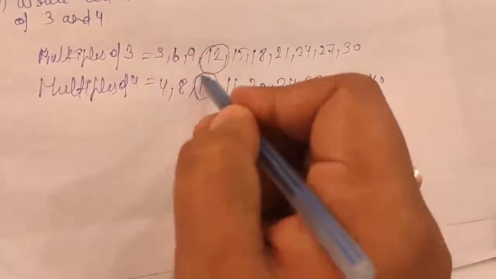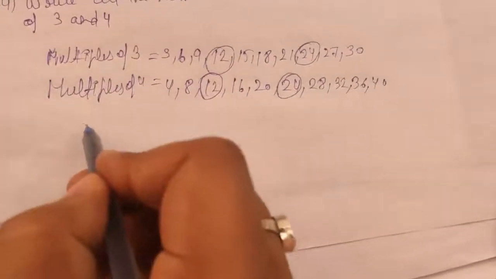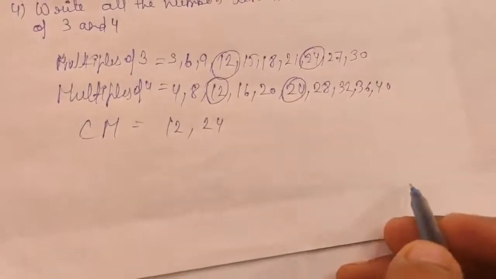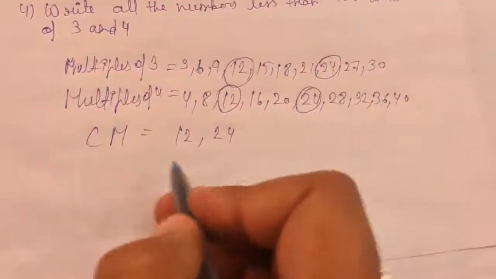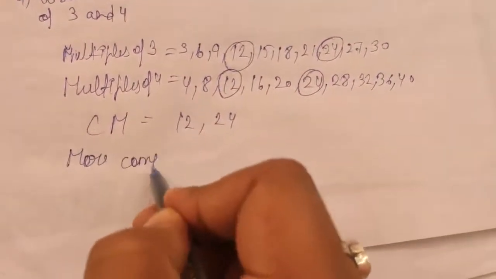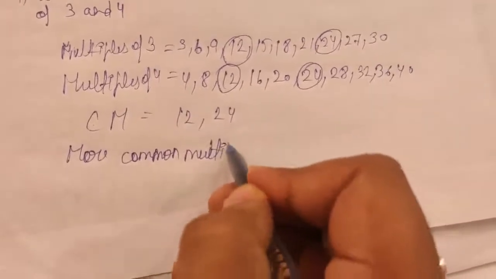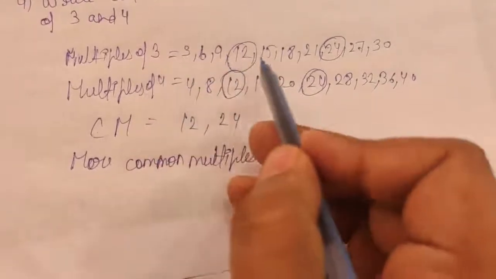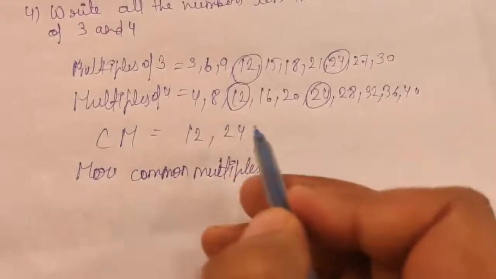12 is common, then 24 is common. Now here you can see the common multiples are 12 and 24. But we have to write all the common multiples less than 100. So more common multiples will be in the table of 12. Here you can see the first common multiple of 3 and 4 is 12, so all the common multiples will be multiples of 12.